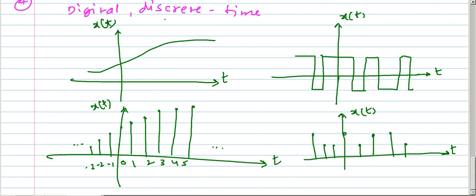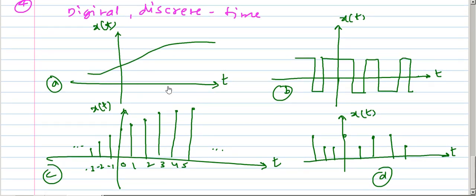Okay, so here I have plotted four types of signals. Look at this signal. Let me call this signal A, this is B, this is C, this is D. Look at this signal. This is defined on every instant of time. So this is continuous time, and it can also take any value on the y-axis. So this qualifies both the conditions of being analog and continuous time. So basically this signal is analog and continuous time.